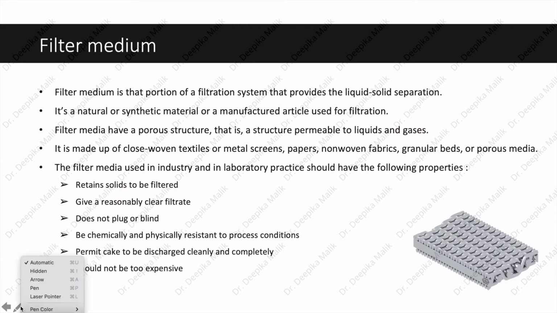Filter medium. Filter medium is that portion of a filtration system that provides the liquid-solid separation. It's a natural or synthetic material or a manufactured article used for filtration. Filter media have a porous structure, that is, structure permeable to liquids and gases. It is made up of closed woven textiles or metal screens, papers, non-woven fabrics, granular beds, or porous media.